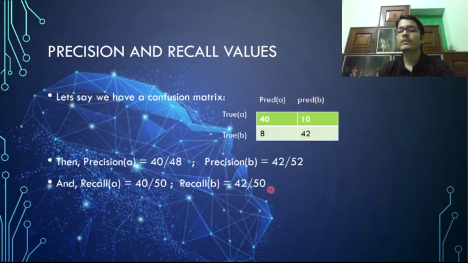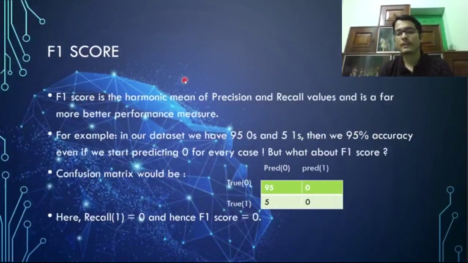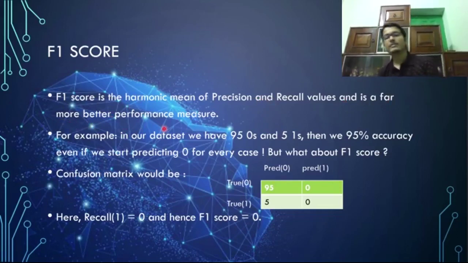So we get 42 out of 50. These are some of the terms which we need to know, and then we calculate something known as the F1 score. The F1 score is the harmonic mean of the precision and recall values, and it is a far better performance measure than simple percentage accuracy. Now let us return to our data set and understand what is happening.